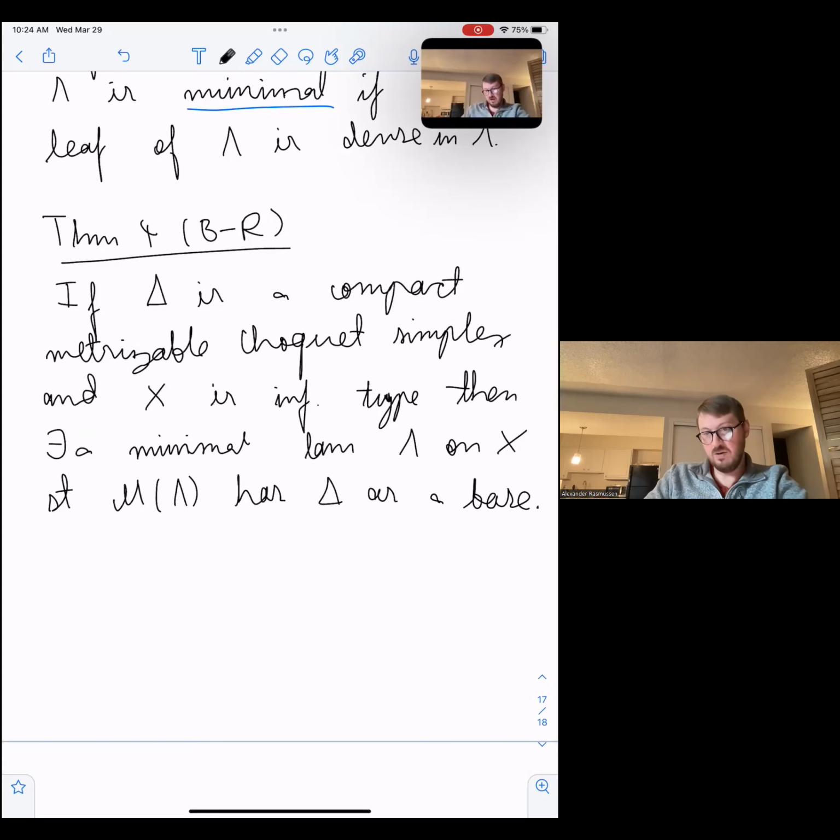So the answer to our question is there are basically no restrictions whatsoever. Every Choquet simplex can show up on every infinite type surface of the first kind, and you can even allow the lamination realizing it to be minimal.